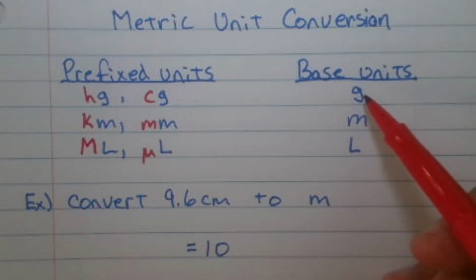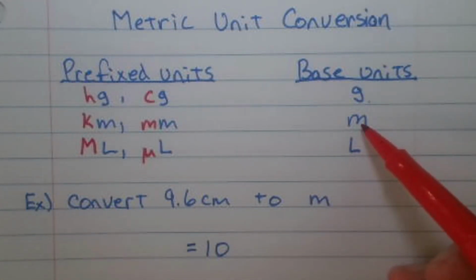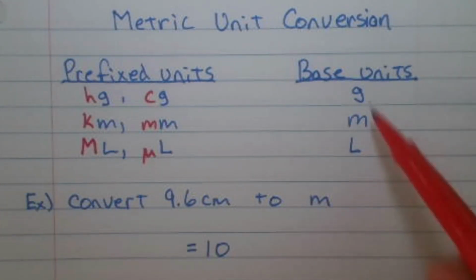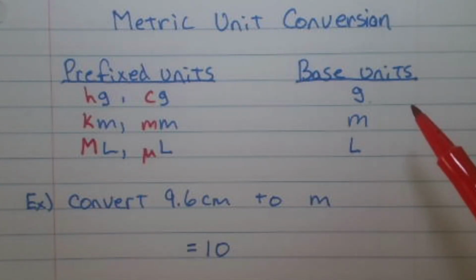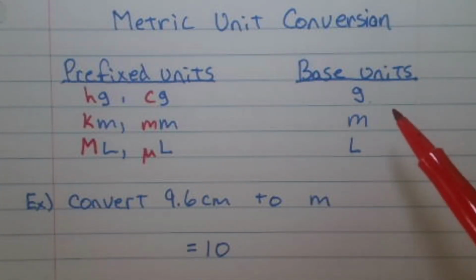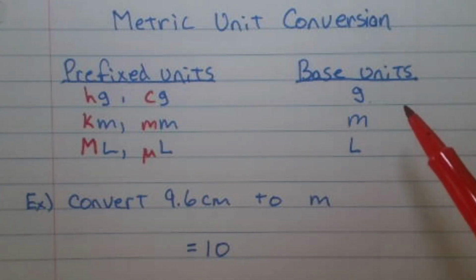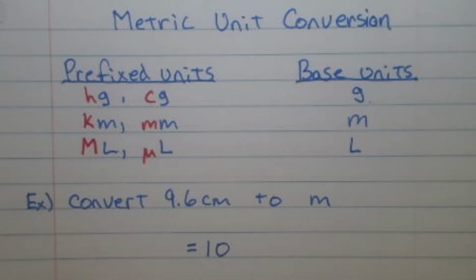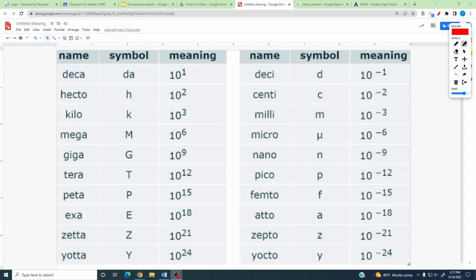So grams is a base unit, meters, base unit, liters. These are all base units. There are other base units: seconds, hertz, pascals, newtons. Prefixed units have the prefix. And when I say prefix, I mean the prefix from our conversion chart, the one that we've been using. So these prefixes.